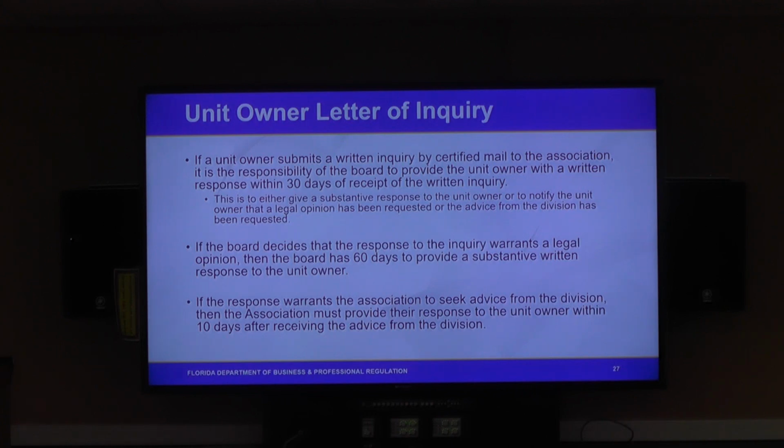So counsel might say that you might want to wait until day 29 to send out the letter that we are seeking legal counsel. That's a postmark date of 30 days, and do you have to respond? Yes, the certified postmark mail as well. Yeah, it starts when you receive the written inquiry.